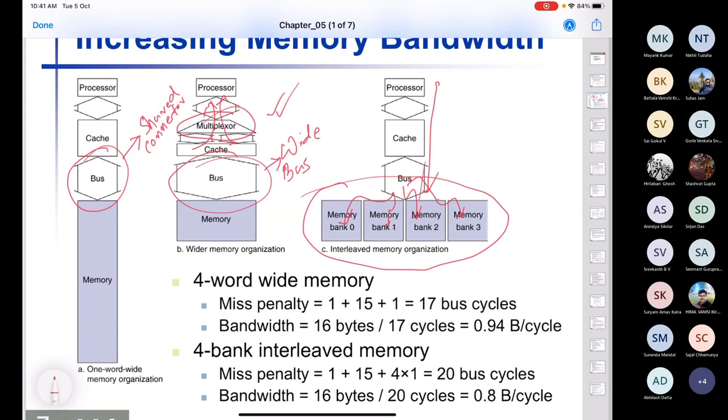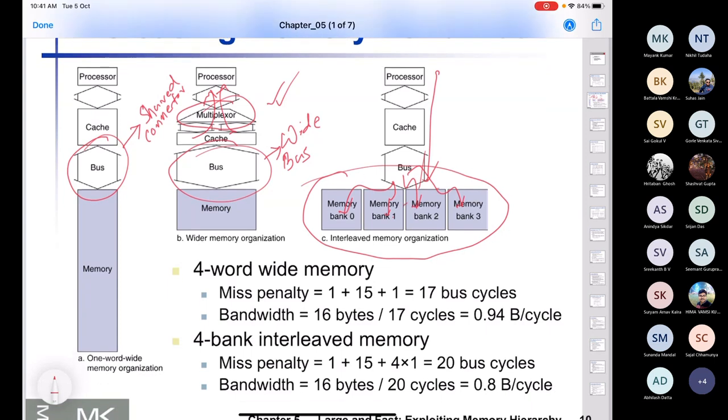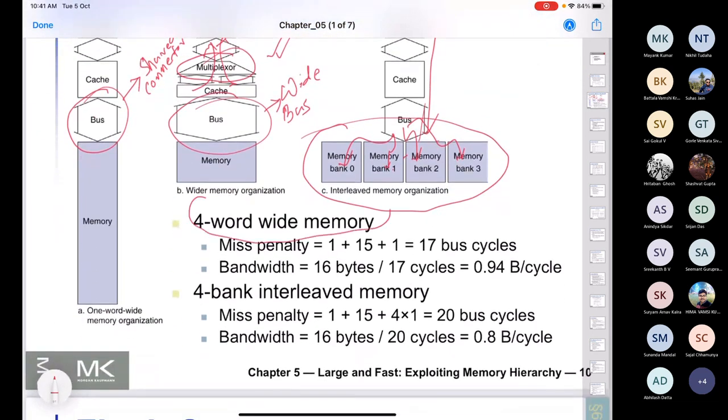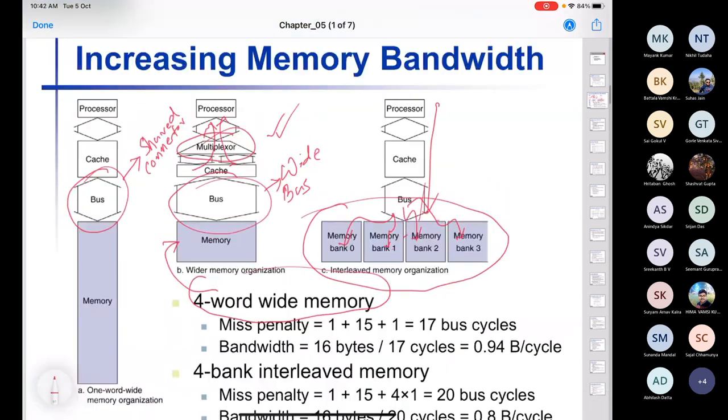So in that case, how do you calculate the latency? Consider this wide bus, which is a four-word wide memory. The miss penalty is in terms of number of microprocessor clock cycles. The first one is 1. Why was 1 clock cycle spent in missing? Because the processor searched in the cache and could not find it in the cache. So 1 clock cycle is spent.